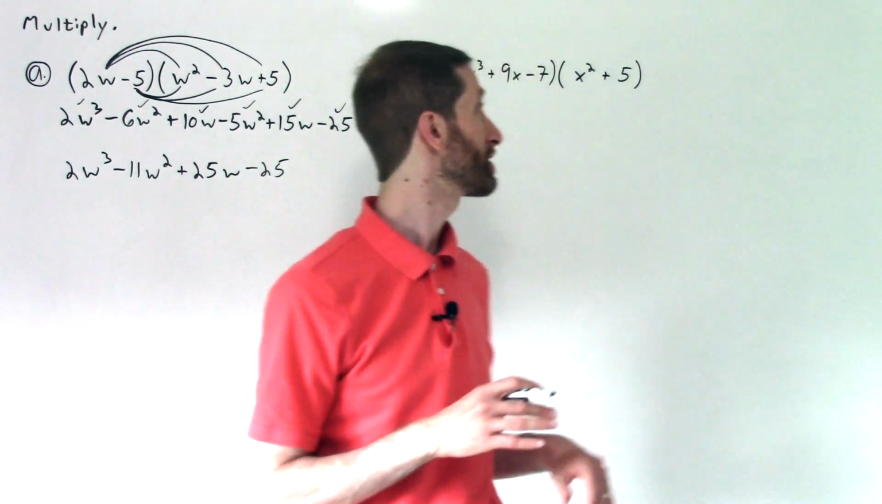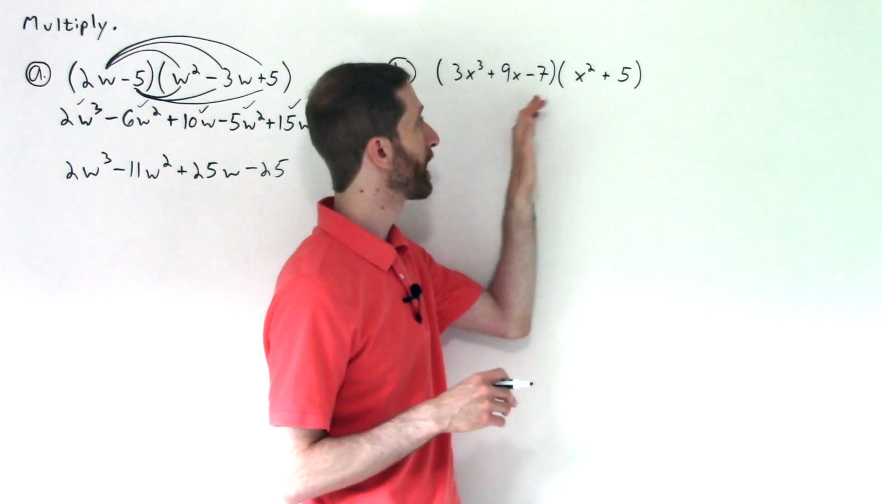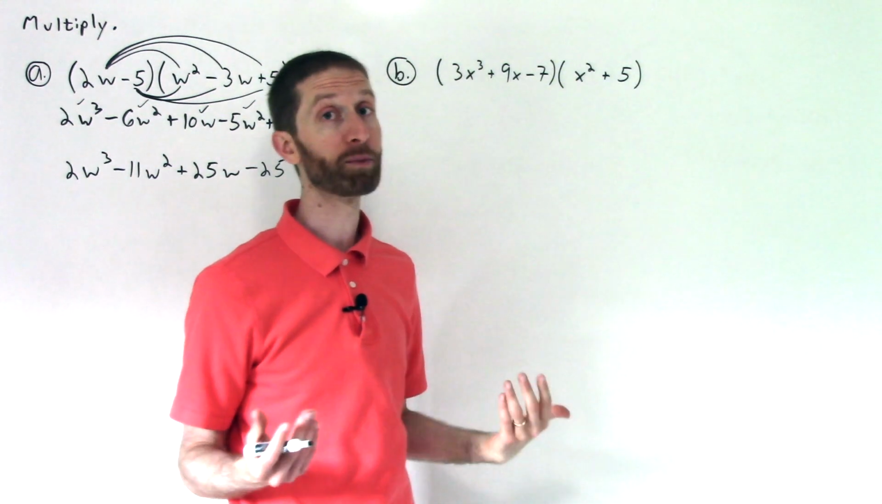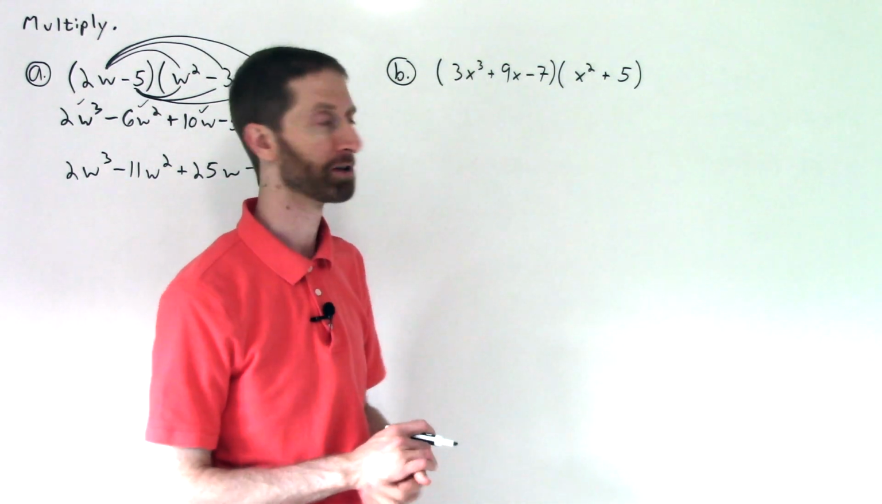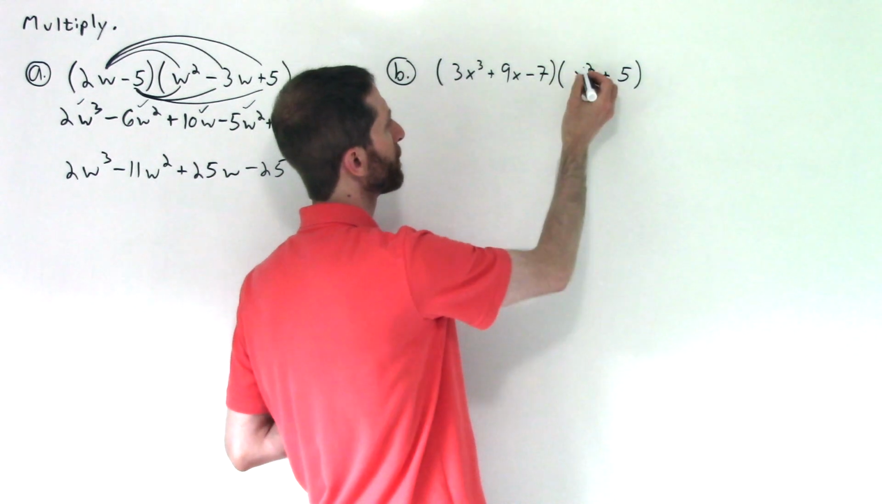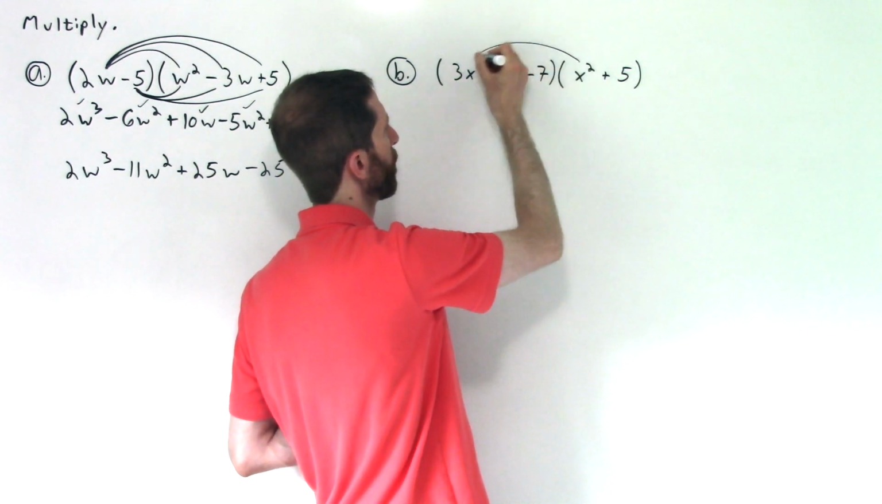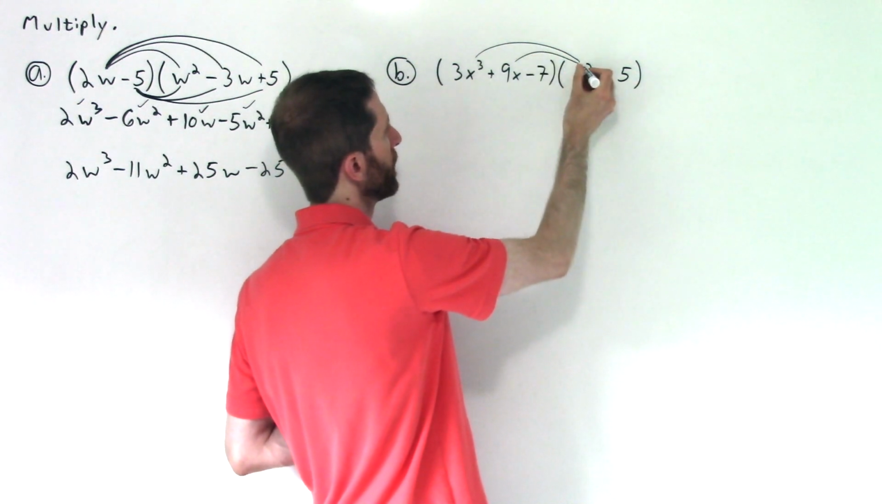I'm going to do a second example with you just in case you need it. I also changed it up a little bit, where in this example we have slightly higher powers and the binomial comes second. It doesn't change how I'm going to multiply them. Let's rock it. Like in the other problem, I'm going to take each term in here and distribute it to all three terms in the trinomial.